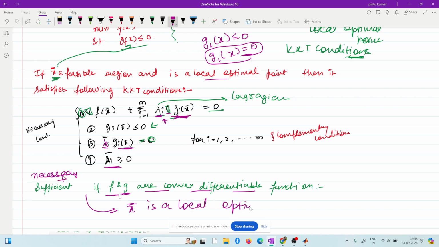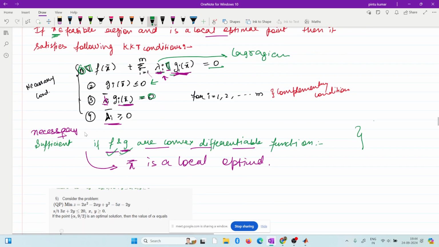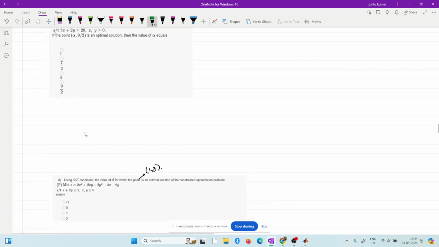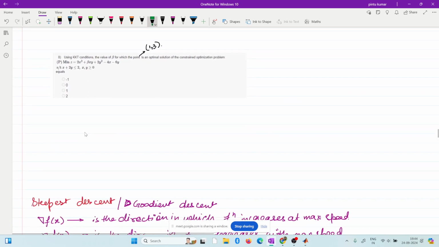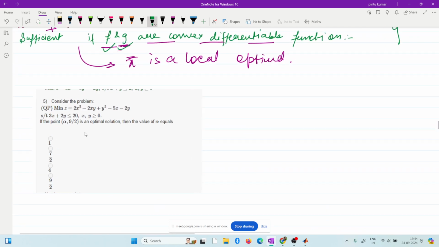Okay, so now you might get a hint why we were all checking convexity and those kinds of things, because if your f and g are convex, if it is a convex programming problem, then you can just solve these 4 KKT conditions and obtain your optimal point, which is not the case for a non-convex optimization problem. Okay, so let's look at an example.